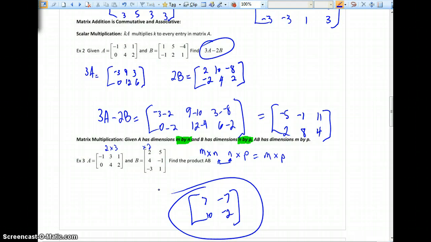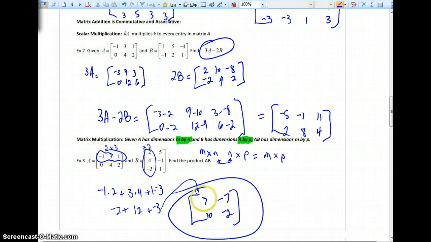Later on, I'll show you how to multiply this out by hand. It's always rows by columns. Just to highlight how, this is row 1, column 1. Match and multiply negative 1 times 2 plus 3, the middle one, times 4. Now we'd say plus 1 times negative 3. This is negative 2 plus 12 plus negative 3. Add this all up, you'd get a 7. That's what our row 1, column 1 entry would be. And we could do that continually to finish up the other entries.